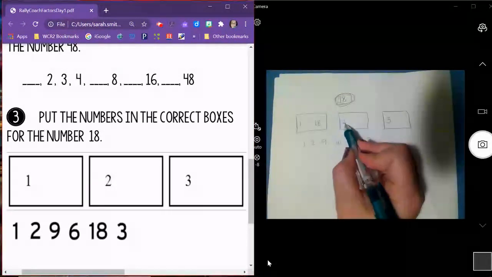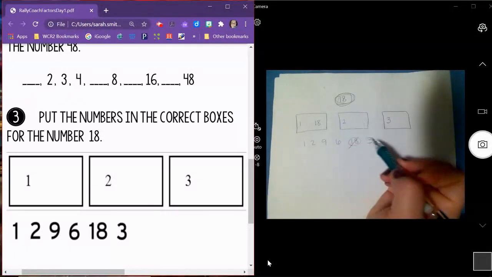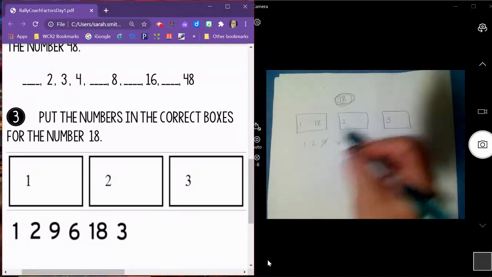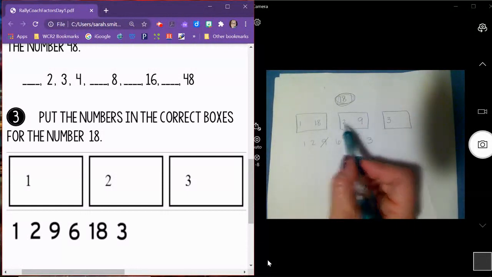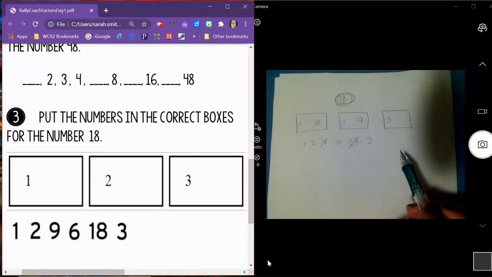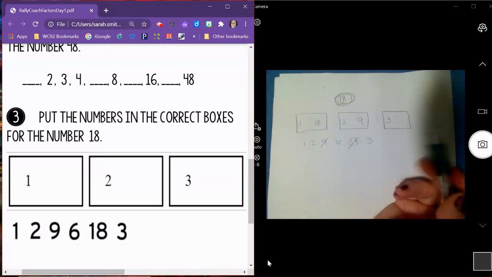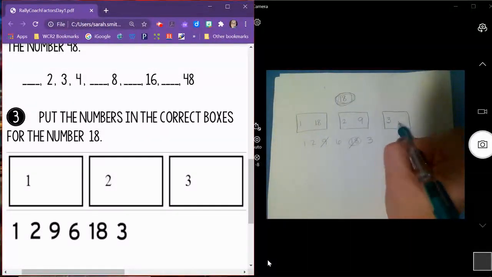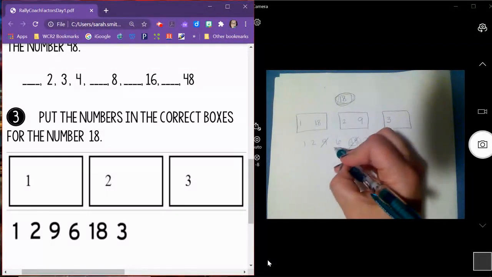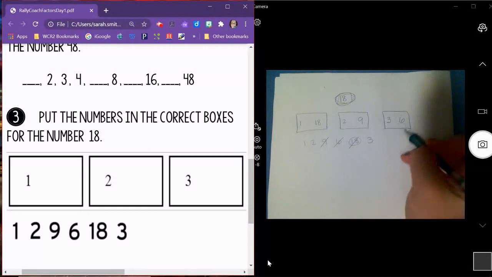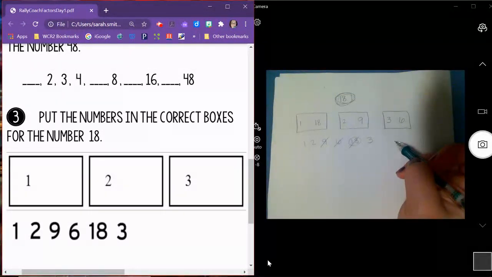Then you have to decide 2 times what would give us 18. Well, it's 2 times 9. So 2 times 9 is 18. All right, so that's where then you just move that 9 into that box. And then 3 times what gives us 18? We know that 3 times 6 gives us 18. So therefore that number moves into that box.